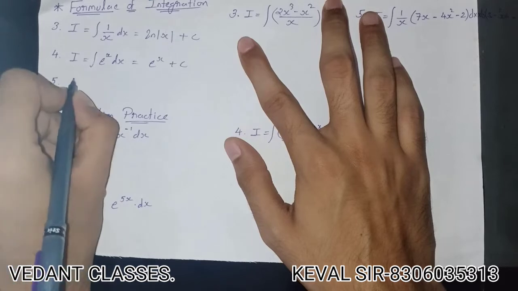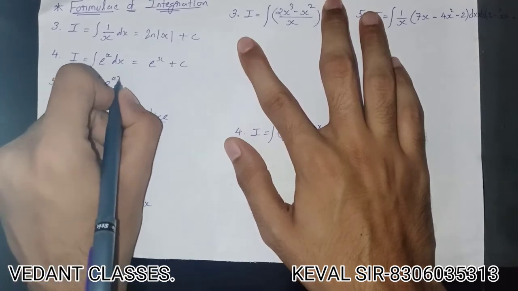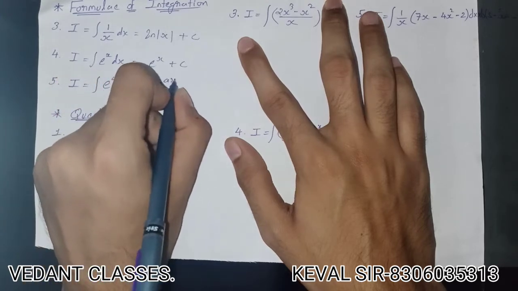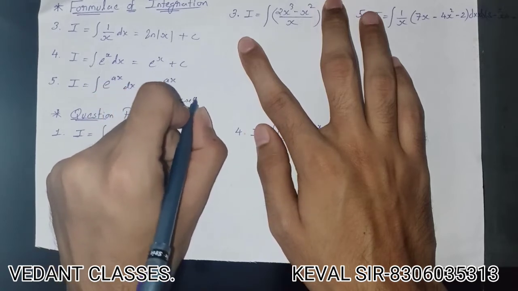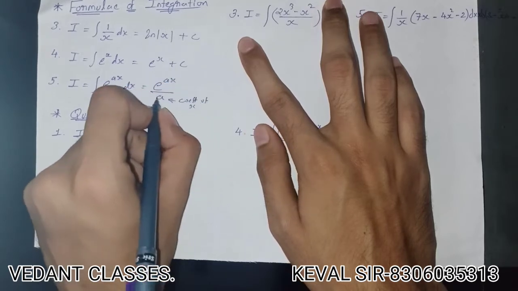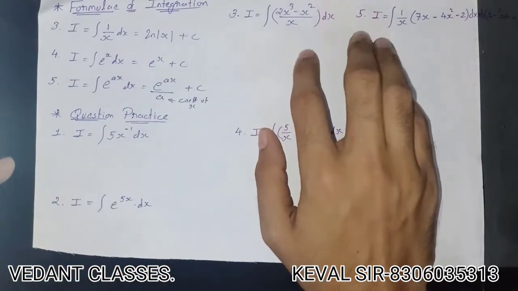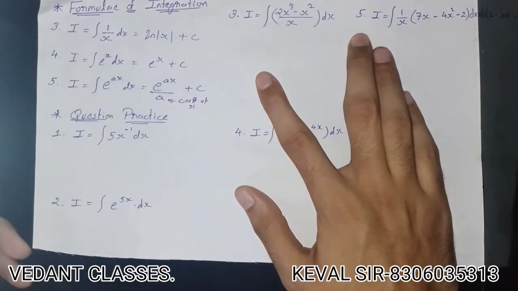Let's see another formula. It is a special case of this one. e raised to ax, then it will be e raised to ax upon a. You just need to write the coefficient of x over here in the denominator. Okay, coefficient of x, plus c.